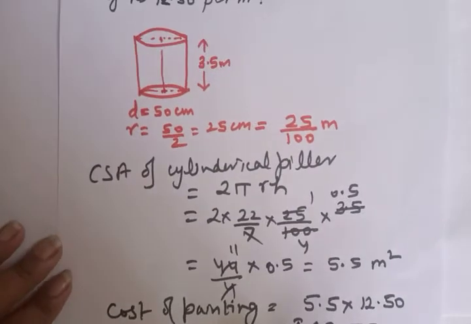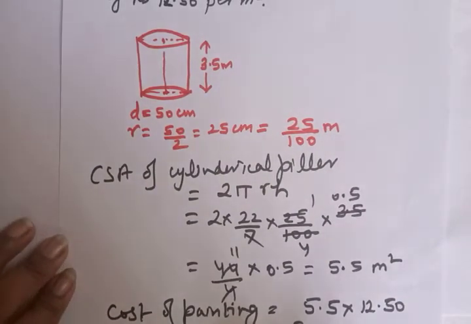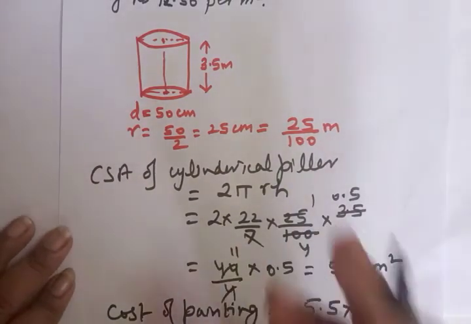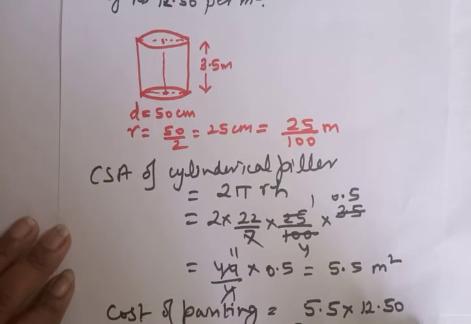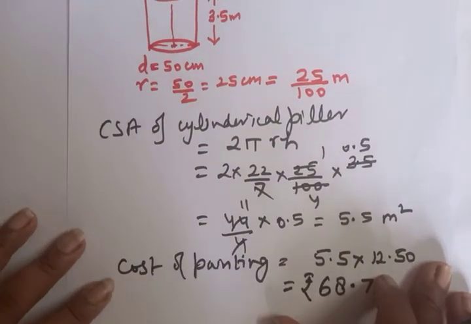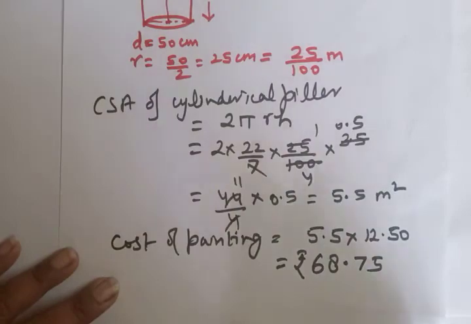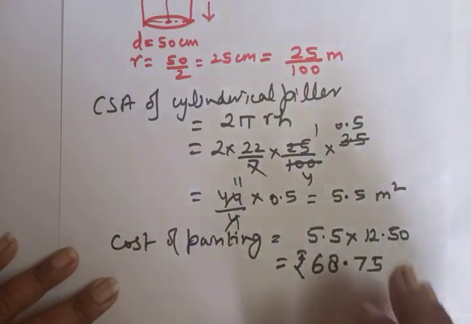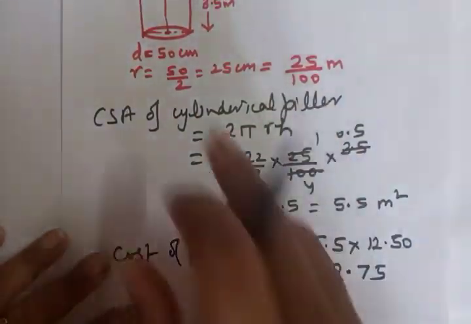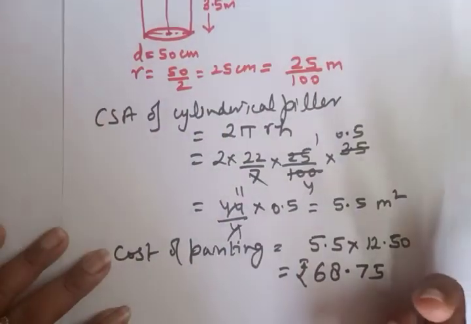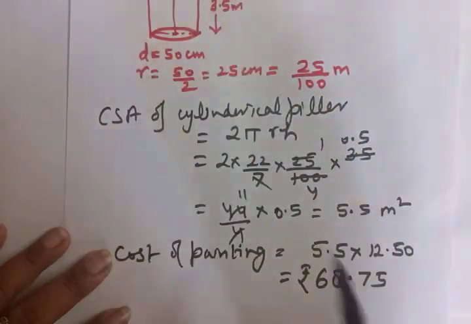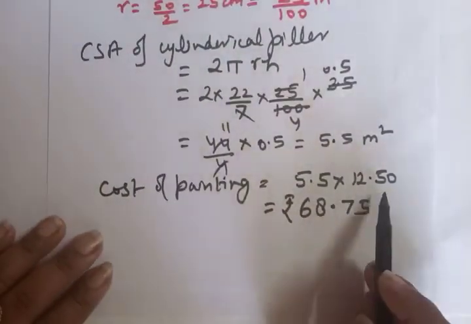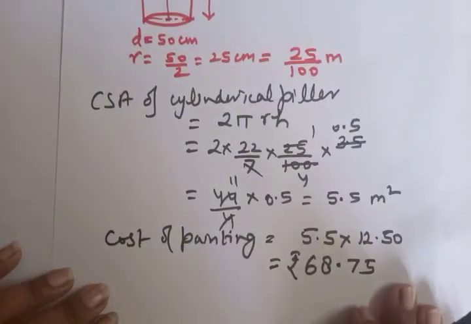This is a very simple question, but I have taken this question because in this question we need to find out the cost. Sometimes few students find it difficult. For that I make it clear. It is quite simple. When we find out the area, if the cost is given for 1 meter square, we simply need to multiply. I hope it is clear.